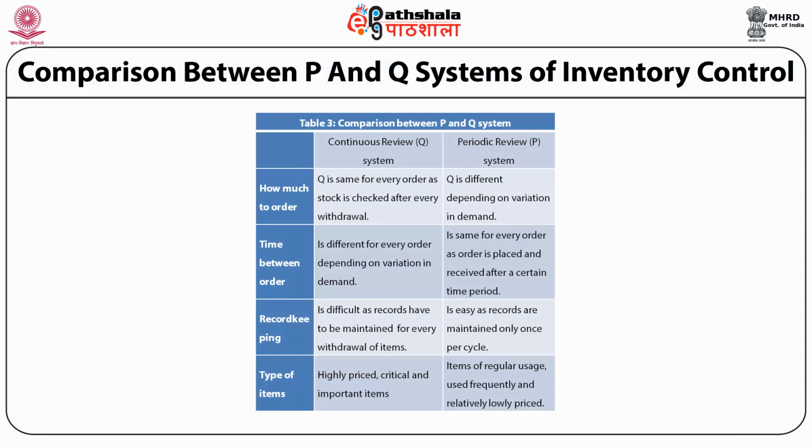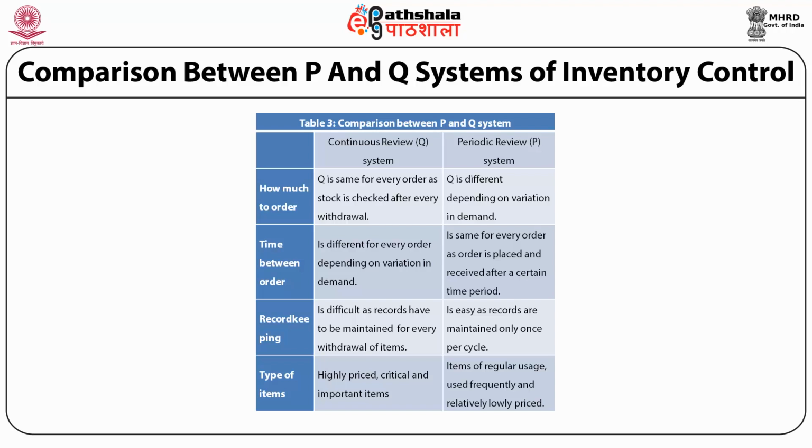Comparison between P and Q system. How much to order? In the continuous review system, Q is the same for every order as stock is checked after every withdrawal. In the periodic review system, Q is different depending upon variation in demand. Time between orders: in the continuous review system, it is different for every order depending on variation in demand.